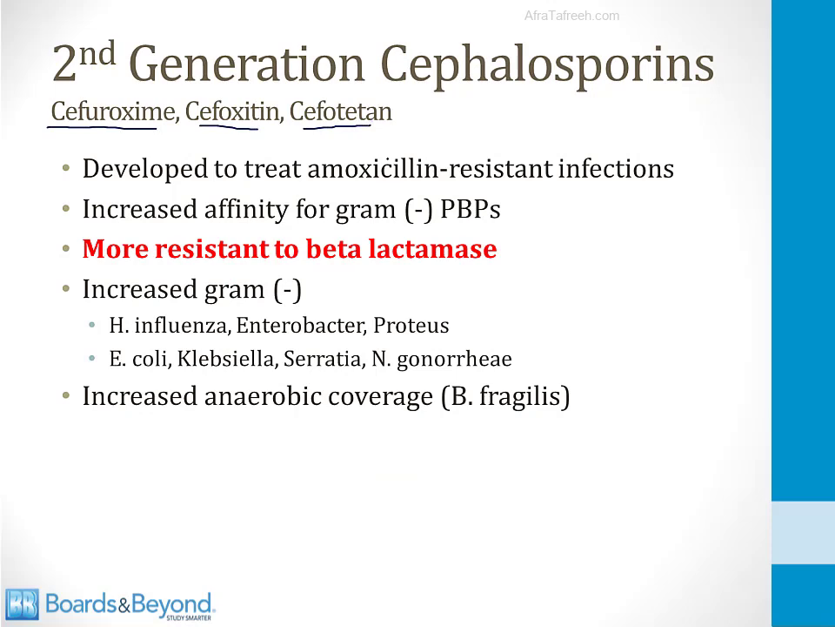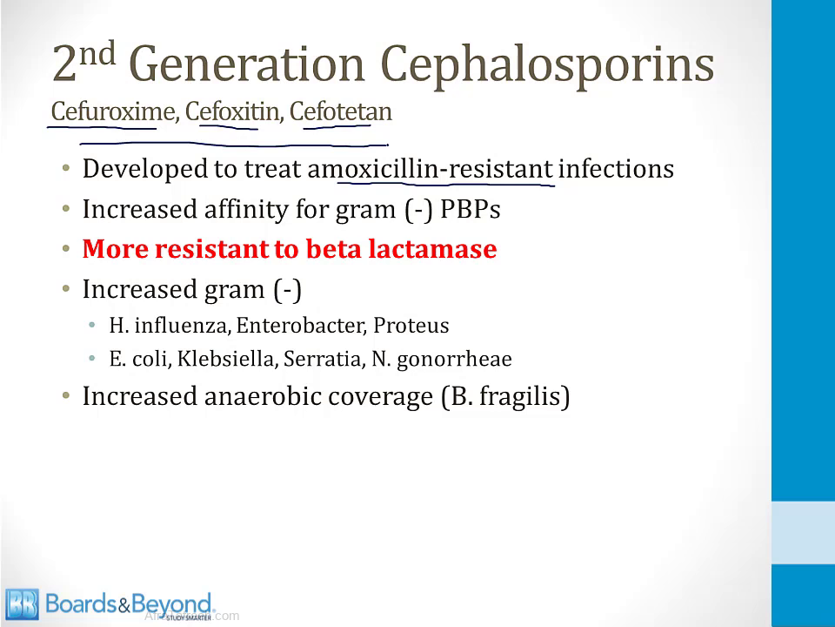These drugs were designed to treat amoxicillin-resistant infections. So in the penicillin video, I talk about how amoxicillin has some activity against gram-negative bacteria. However, it is still susceptible to beta-lactamase enzymes just like the natural penicillins. These drugs were designed to overcome infections that are resistant to amoxicillin.